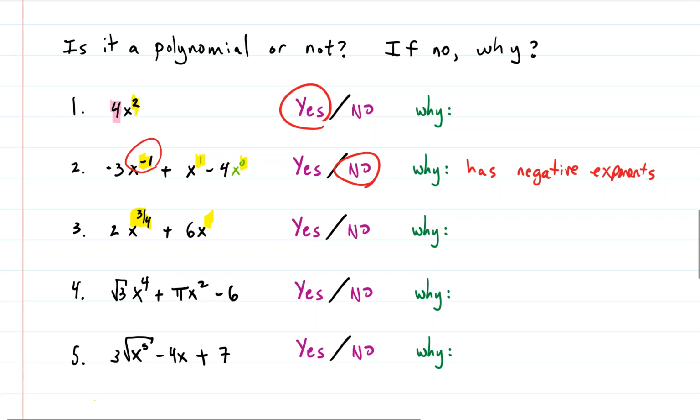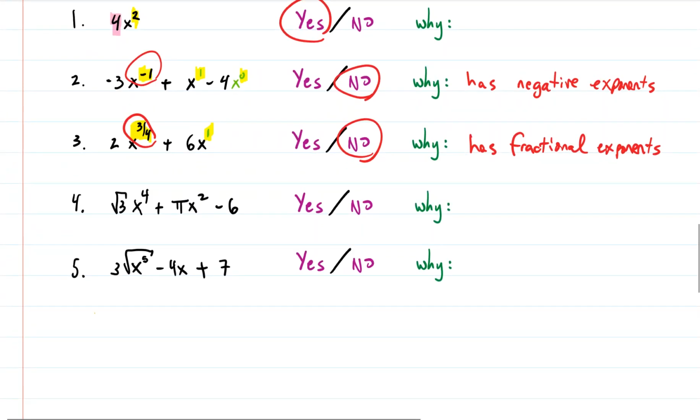So let's look at this next one. The exponents we see here are 1 and 3/4. 1 is okay. It falls in the list of acceptable exponents. 3/4, that doesn't fall into the list of 0, 1, 2, 3, and on up. So we can't have fractional exponents. This is not a polynomial. We can stop looking. Why is this not a polynomial? Because it has fractional exponents. We can't have those.